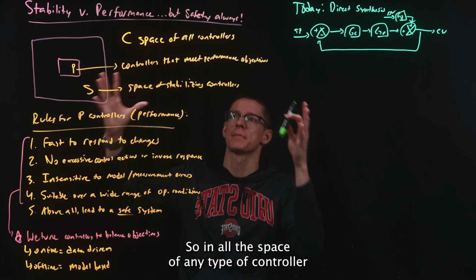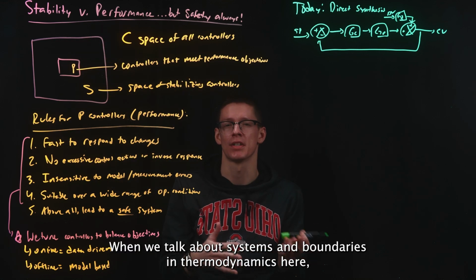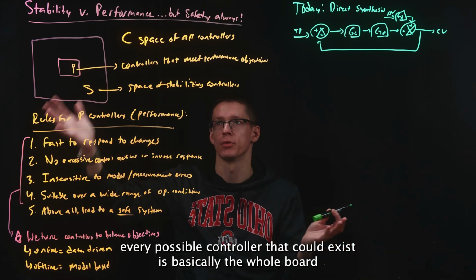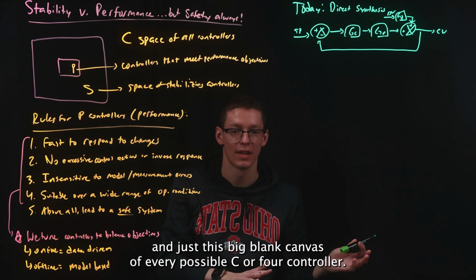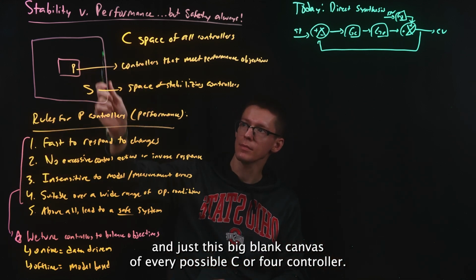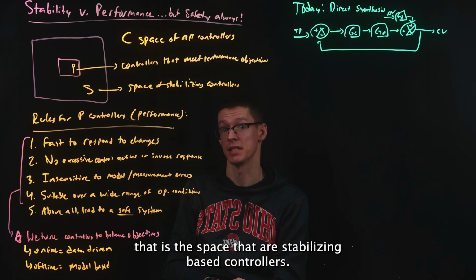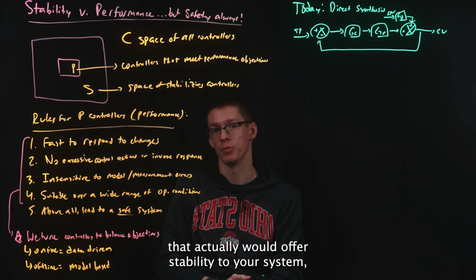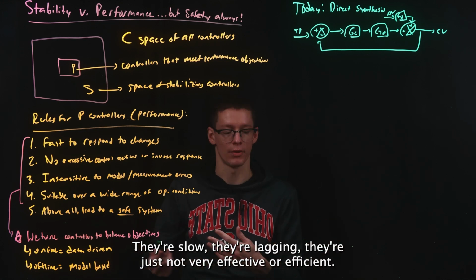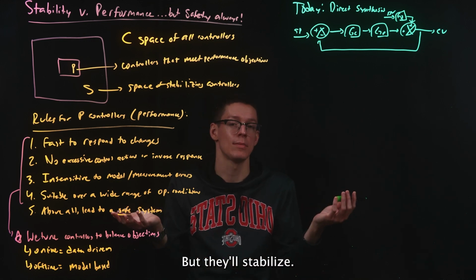So in all the space of any type of controller that's available, we have everything, kind of like the universe when we talk about systems and boundaries in thermodynamics. Here, every possible controller that could exist is basically the whole board. Imagine this big blank canvas of every possible controller C. But there is a small subset, a box, that is the space of stabilizing controllers. These are types of controllers that would offer stability to your system, but they may not be very good. They're slow, they're lagging, they're just not very effective or efficient, but they'll stabilize, they'll do that job at least.